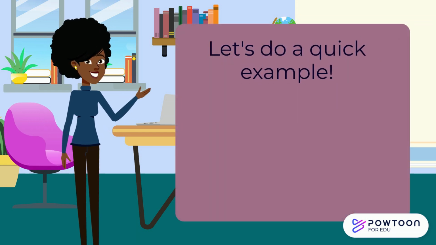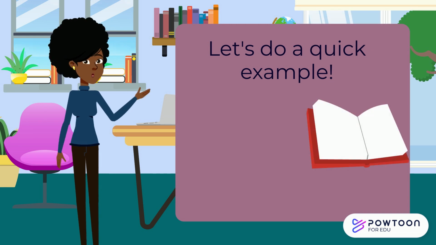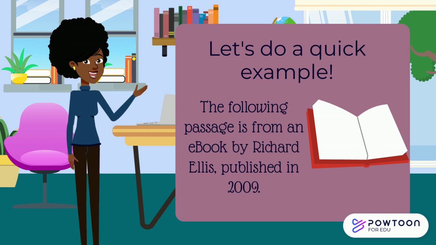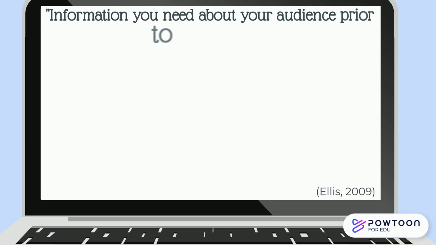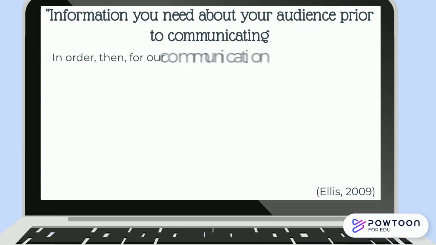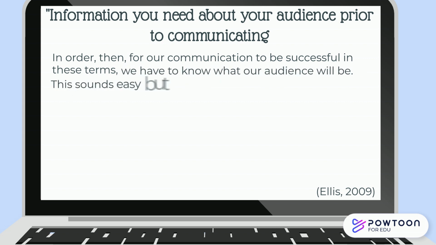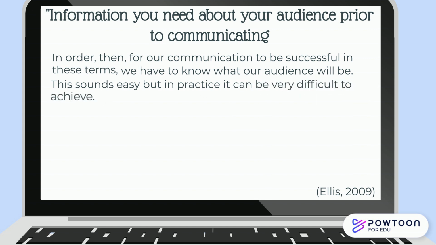Let's do a quick example. Here's a short passage from an ebook by Richard Ellis, published in 2009. Information you need about your audience prior to communicating. In order then for our communication to be successful in these terms, we have to know what our audience will be. This sounds easy, but in practice it can be very difficult to achieve.